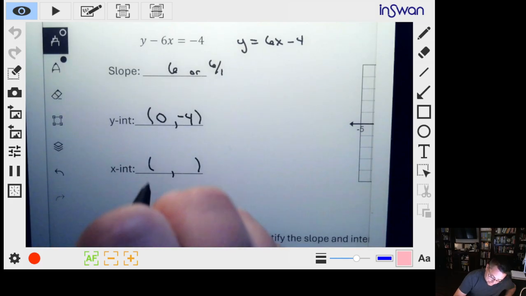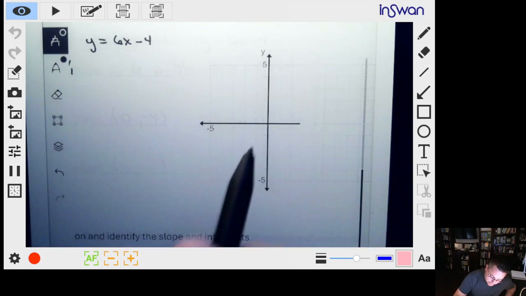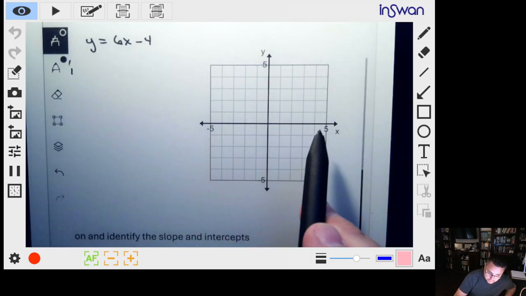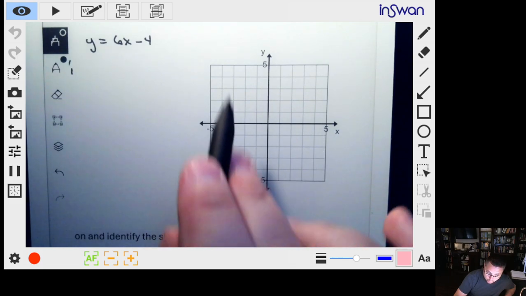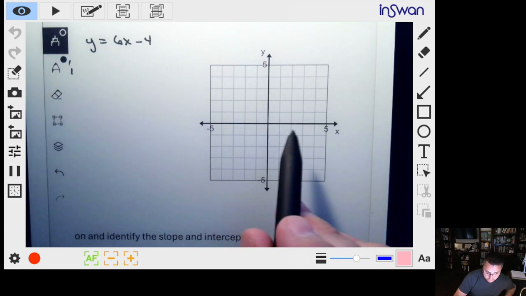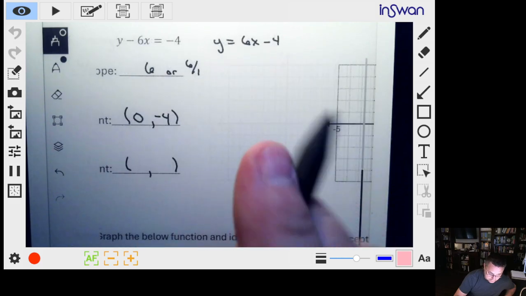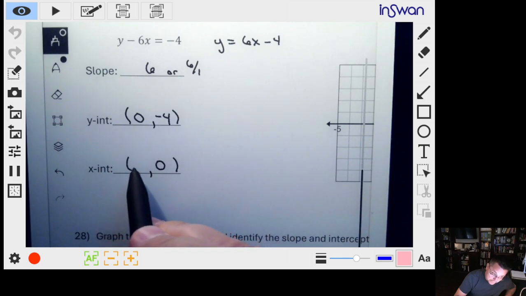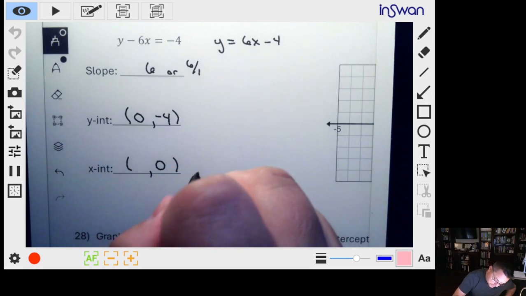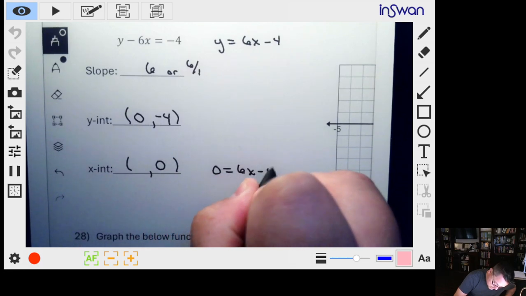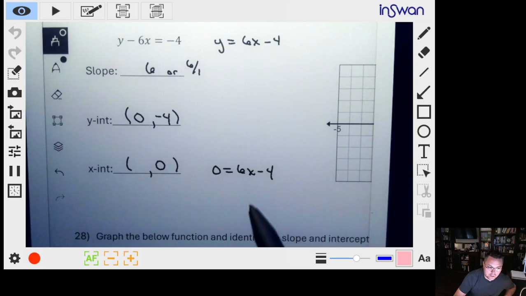To find the x-intercept, an x-intercept is where we cross the x-axis. Where we cross this line, our y value up and down is always going to be 0. So since our up and down is 0, we know that this value is 0. And so we want to find the corresponding x when y is 0. So in other words, 0 is equal to 6x minus 4. And we're just going to solve that.